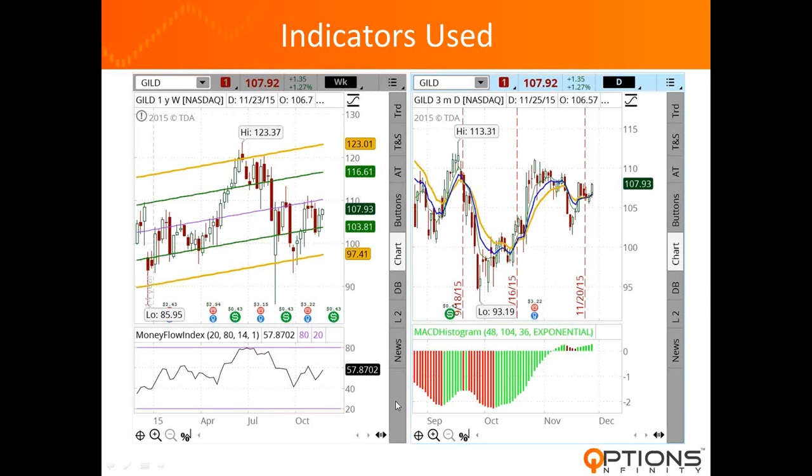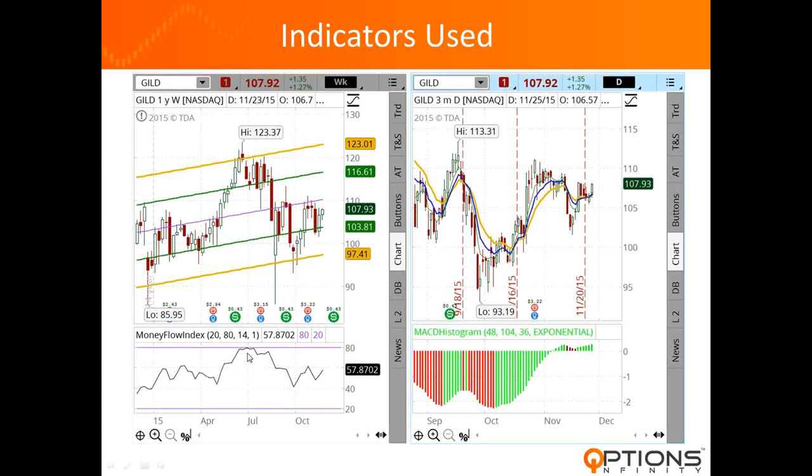First of all, let's go over the indicators that I use. And we've talked about all these indicators, what I use for directional trades, for calls and puts. On the left-hand side, I use the regression channel with plus or minus 1 standard deviation and plus or minus 2 standard deviation, looking for stocks that are overbought or oversold.